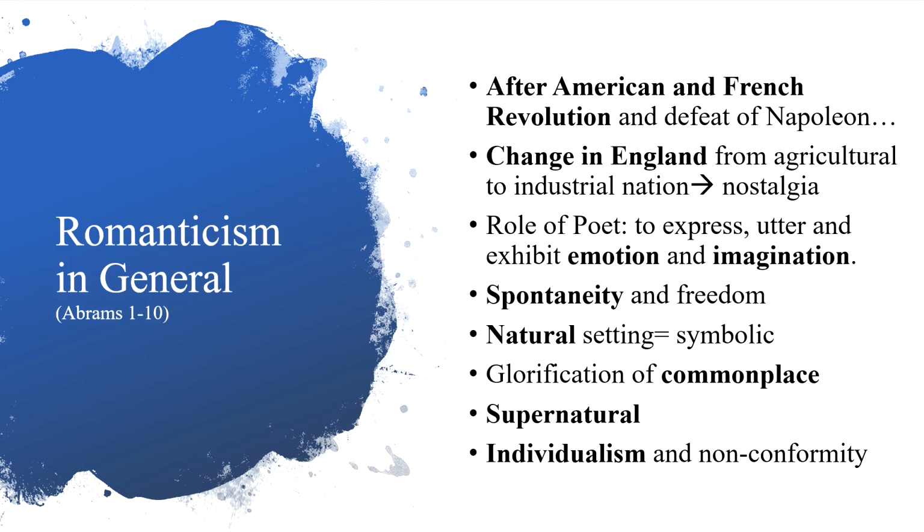Romanticism in general. After the American and French Revolution and the defeat of Napoleon, there was a great change in England. They changed from a mainly agricultural nation to an industrial nation. And this created a lot of nostalgia, which comes out in literature in different ways. The role of the poet at that time was to express, utter, and exhibit emotion and imagination. Spontaneity and freedom are important aspects of their lives. The natural setting is symbolic many times. They glorify the commonplace, they touch the supernatural, and individualism and nonconformity become more and more important.